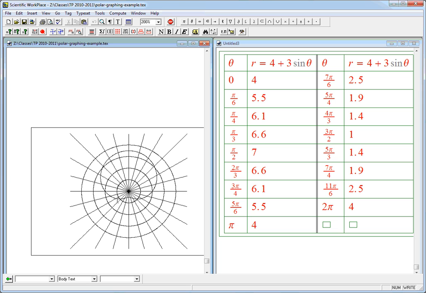5 pi over 4 is 1.9. And then it doesn't just kind of come across like a circle. It's very much not a circle. It actually dips in significantly here to give this 1, which is pretty close, halfway between 0 and the 2 ring. And then symmetrically comes back out through about 1.9 out to 4 units.